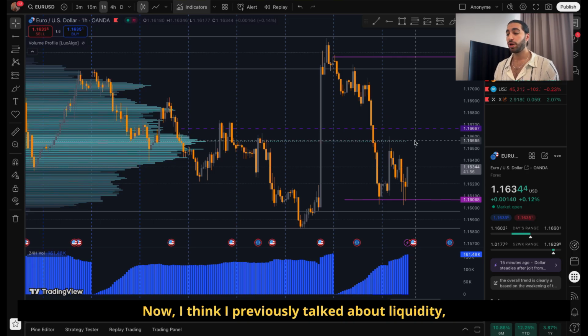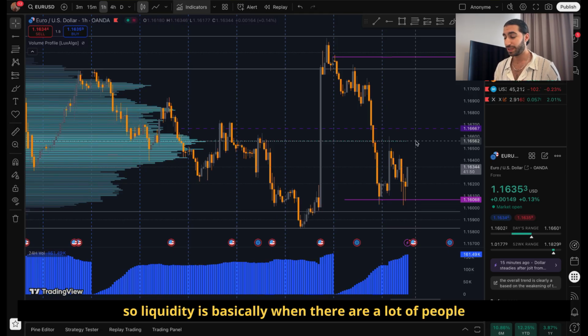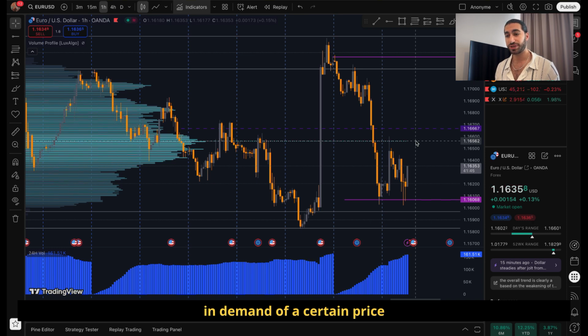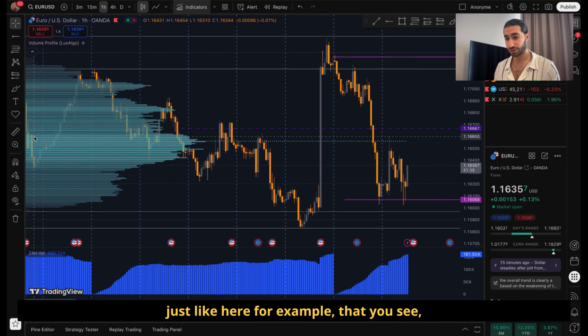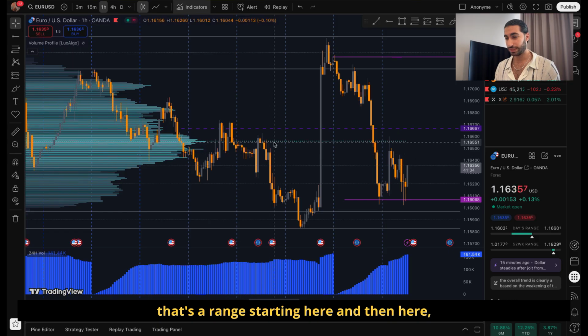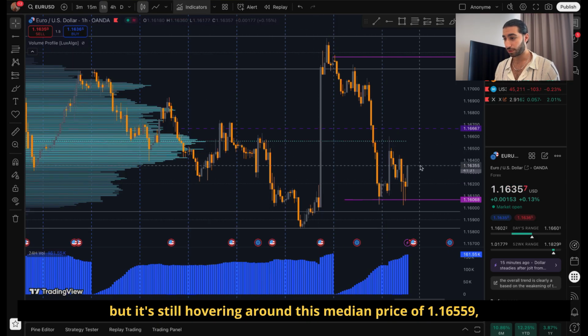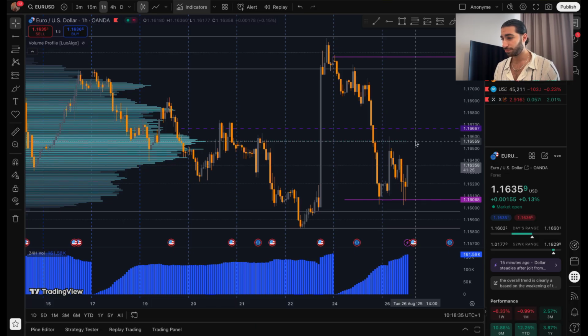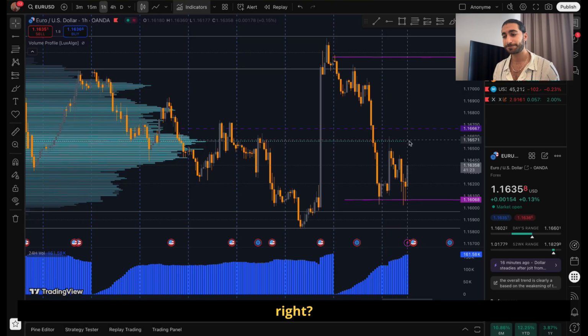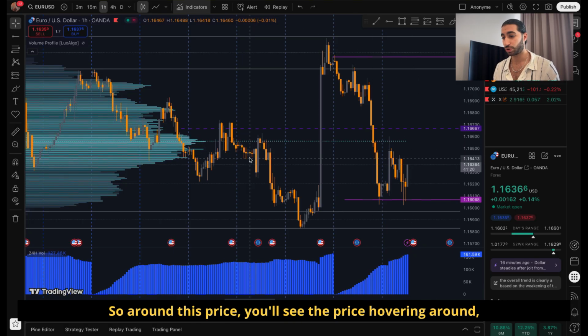Okay, now I think I previously talked about liquidity. So liquidity is basically when there are a lot of people in demand of a certain price, and this asset will be traded around a certain range of price, just like here, for example, that you see. That's a range starting here and in here, but it's still hovering around this median price of 1.16559, right? You see this here. So that's the point of control. So around this price, you'll see the price hovering around, right?